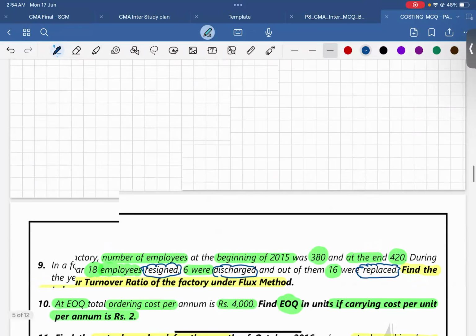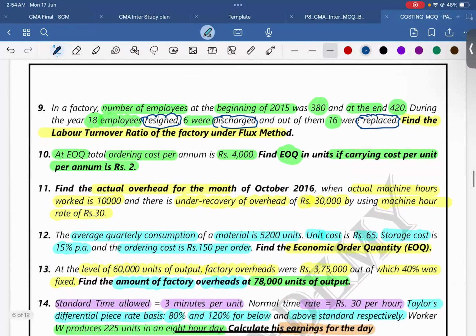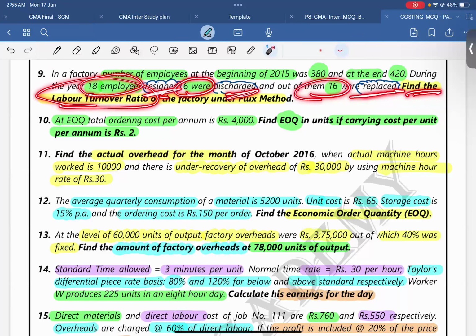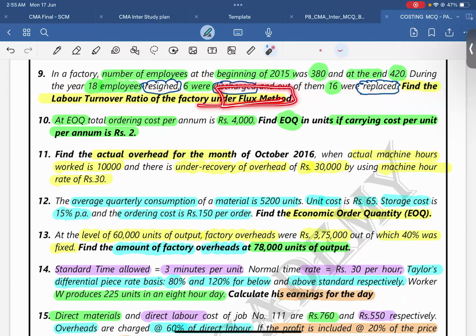Okay. Question number 9. In a factory, the number of employees at the beginning is 380, and at the end is 420. During the period 18 employees resigned, 6 were discharged. Out of them, 16 were replaced. Find the labor turnover in the factory under the flux method.